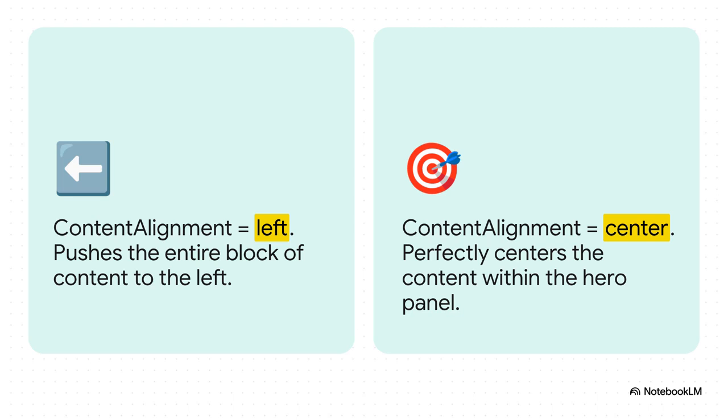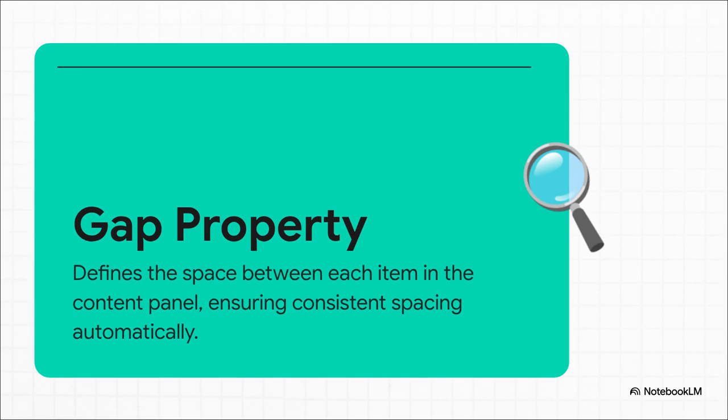So easy. And finally, we have gap. Gap is your secret weapon for a clean design. It just automatically puts the perfect amount of space between every single item for you. Seriously, no more tweaking coordinates or calculating margins. You just set the gap and everything looks great.